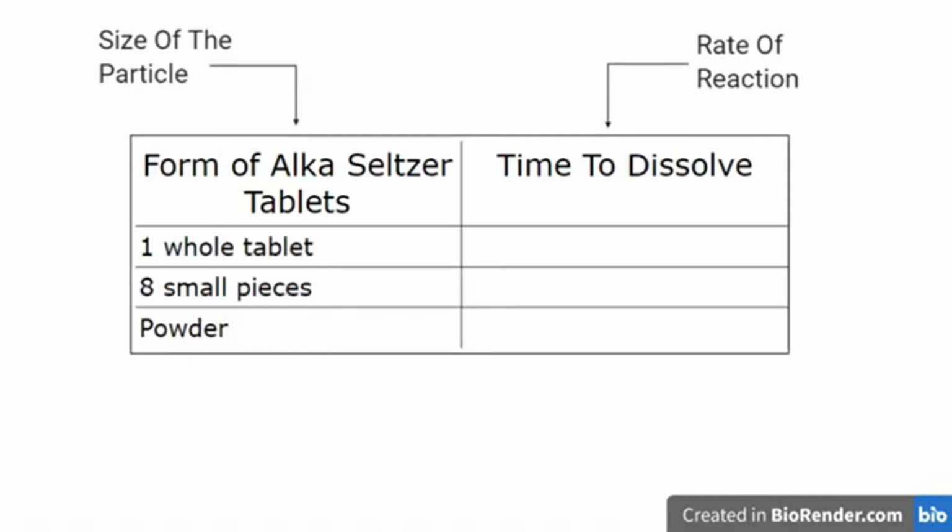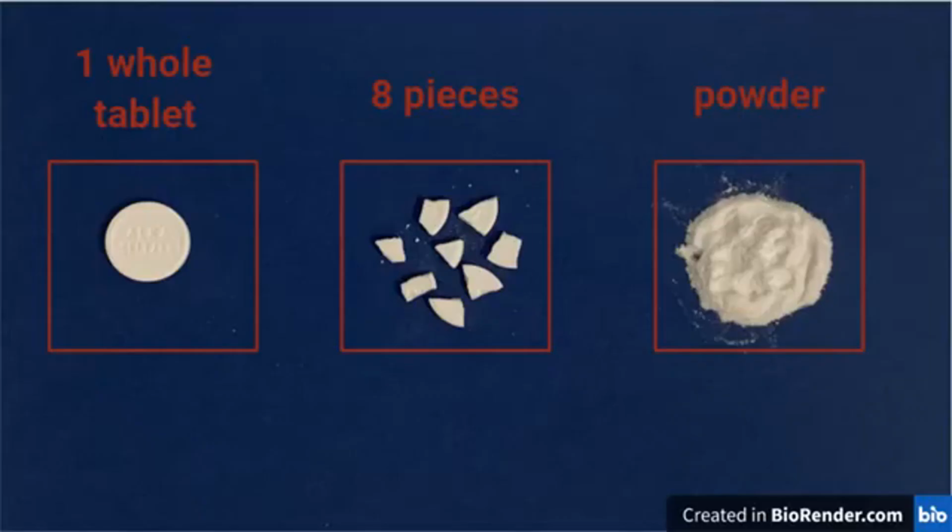Before we do the experiment, there are some preparations we need to do. Take your piece of paper and copy the chart you see on the screen. If you need more time, feel free to pause the video. Now open the Alka-Seltzer packages and get 3 tablets. Keep one the way it is, and take the second tablet and break it into 8 pieces. Finally, take the third tablet and grind it into a powder using a mortar and pestle or by crushing it in a bag.